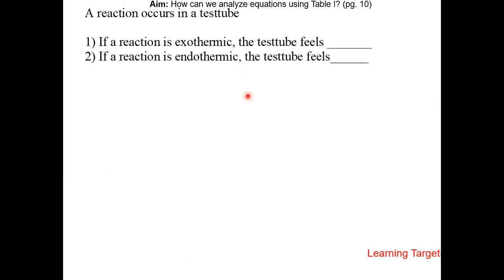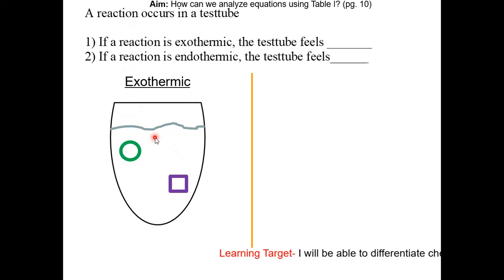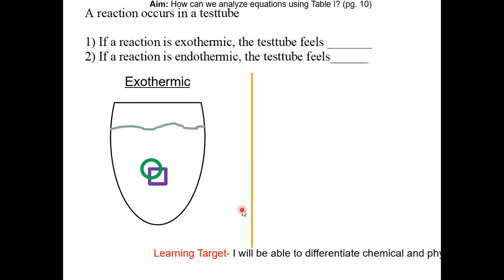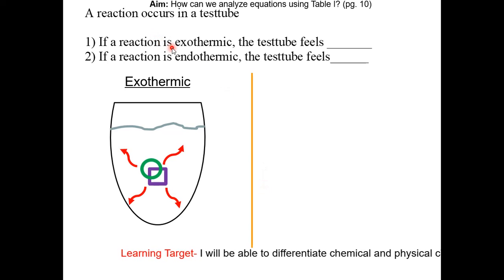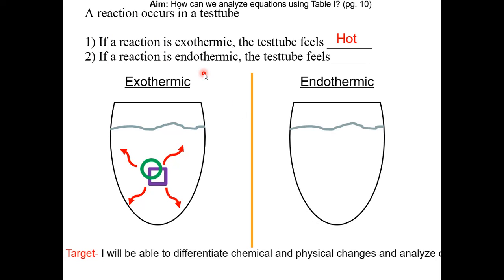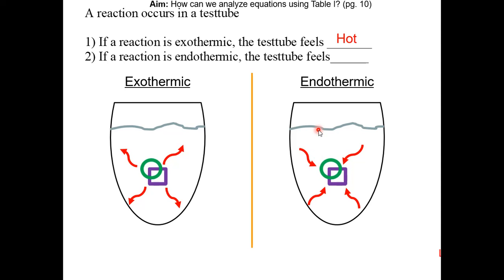Let's say you're conducting a reaction in a test tube. If the reaction is exothermic, how would the test tube feel? So in this scenario, we have a test tube. We are conducting a reaction inside the test tube. We have two reactants, a circle and a square, reacting. Once they react and form the product, it releases energy because the reaction is exothermic. So how would the test tube feel? The test tube would feel hot. If the reaction is endothermic, when the reactants react and form products, it will absorb energy from the surrounding area, so the test tube will feel cold.